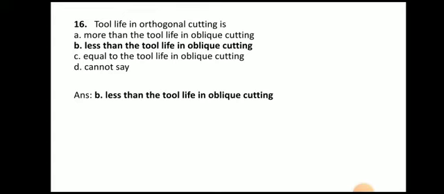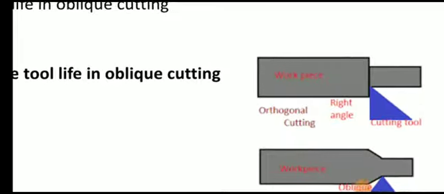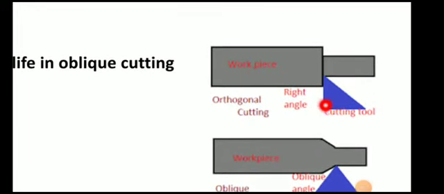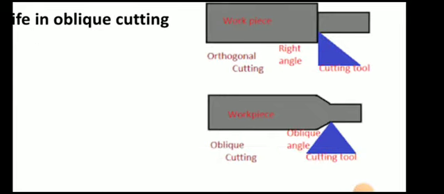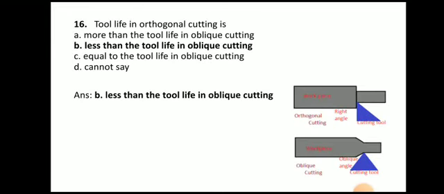There are two types of cutting, orthogonal and oblique. Here you can see this is nothing but the first type. This is the orthogonal cutting where the cutting edge is perpendicular to the axis of the workpiece, and this one is oblique cutting where the cutting edge is not perpendicular to the axis of the workpiece. So tool life in orthogonal cutting, that means in this type of cutting, is less than the tool life in oblique cutting, because here you can see the maximum portion of the cutting tool comes in contact with the workpiece, and hence the tool life in orthogonal cutting is less than the tool life in oblique cutting.